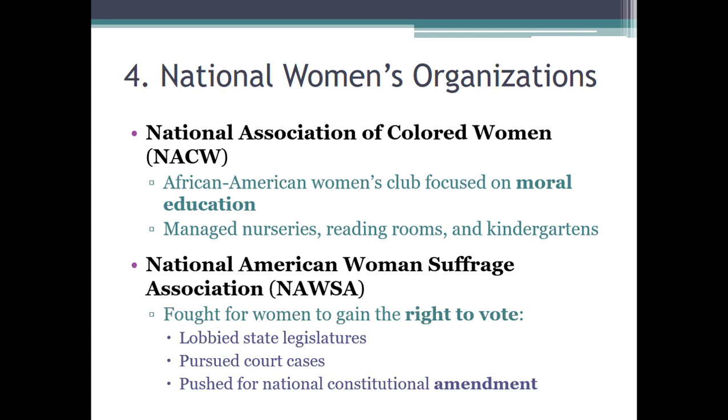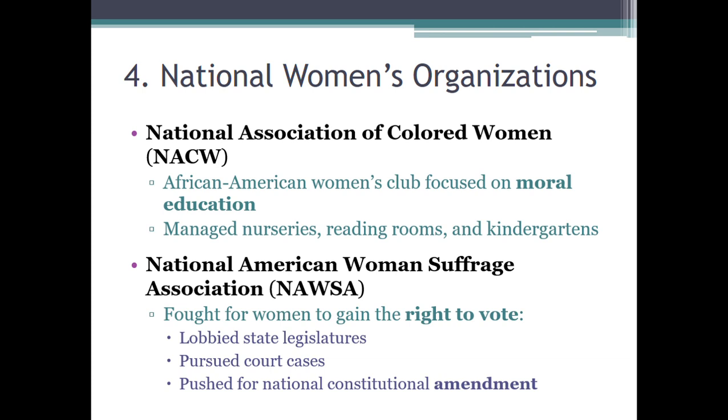A second group that was mentioned in the book is the National American Woman Suffrage Association, or NAWSA. I've talked about that. People like Susan B. Anthony served as president of the NAWSA, and they were lobbying or fighting for women to get the right to vote. They tried to convince the state lawmakers.